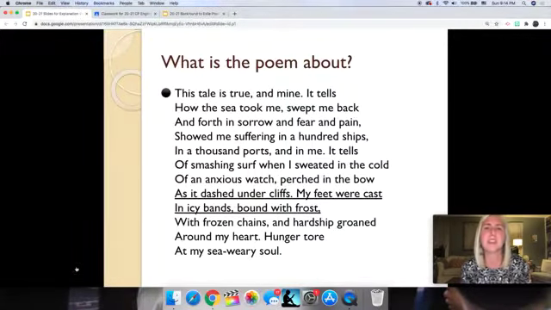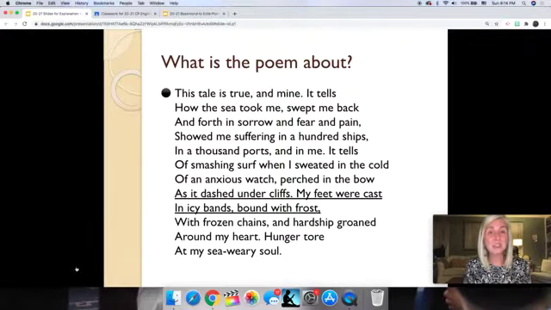So I'm going to read a selection from the beginning. It says, "This tale is true in mind. It tells how the sea took me, swept me back and forth in sorrow and fear and pain, showed me suffering in 100 ships, in 1,000 ports, and in me. It tells of smashing surf when I sweated in the cold of an anxious watch, perched in the bow as it dashed under cliffs. My feet were cast in icy bands, bound with frost, with frozen chains, and hardship groaned around my heart. Hunger tore at my sea-weary soul."